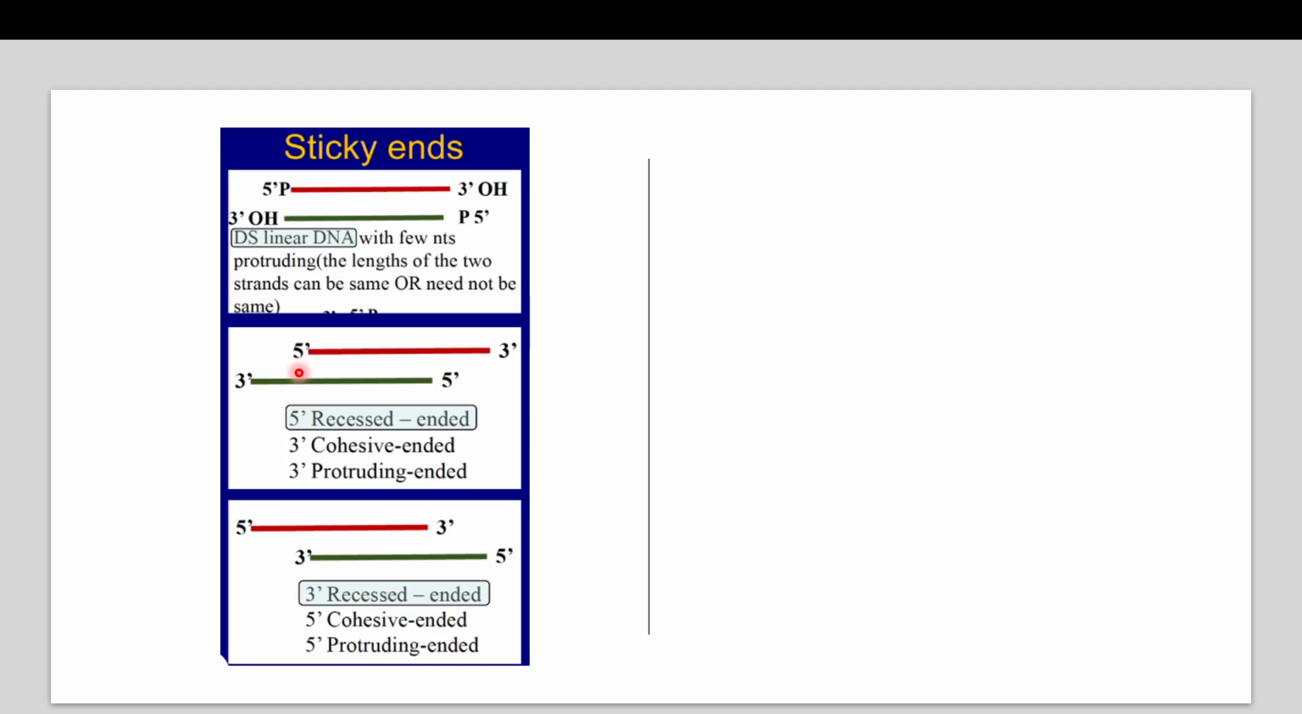However, if we look at the nicked double stranded DNA, the 3' end is longer, the 5' end is shorter. So it can also be called a 5' recessed end or a 3' protruding end. Or it can be the other way around, where the 5' end is actually protruding. It can be called a 5' protruding ended double stranded DNA strand, or 3' recessed ended. So these are basically sticky ends, where few nucleotides are matching and few are missing.